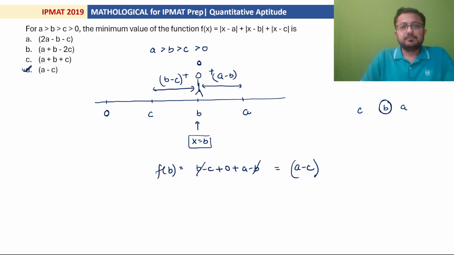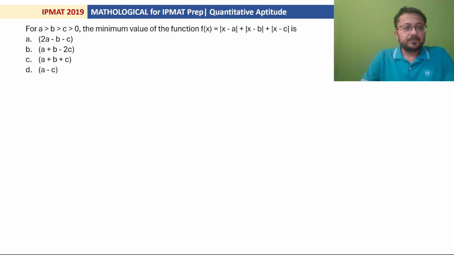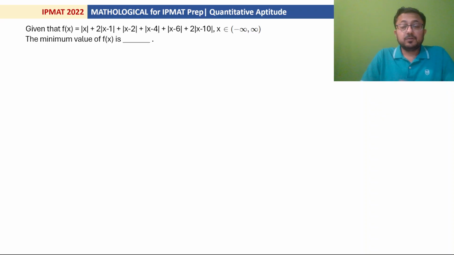Okay. Is this clear? Okay. Next question. Given that f(x) is equal to mod of x plus 2 times mod of x minus 1 plus mod of x minus 2 plus mod of x minus 4 plus mod of x minus 6 plus 2 times mod of x minus 10, and x is between minus infinity and infinity. So what will be the minimum value? Again the minimum value is asked, but what is the difference this time? The difference is that instead of all coefficients being equal to 1, this is 2 times mod of x minus 1 and 2 times mod of x minus 10.